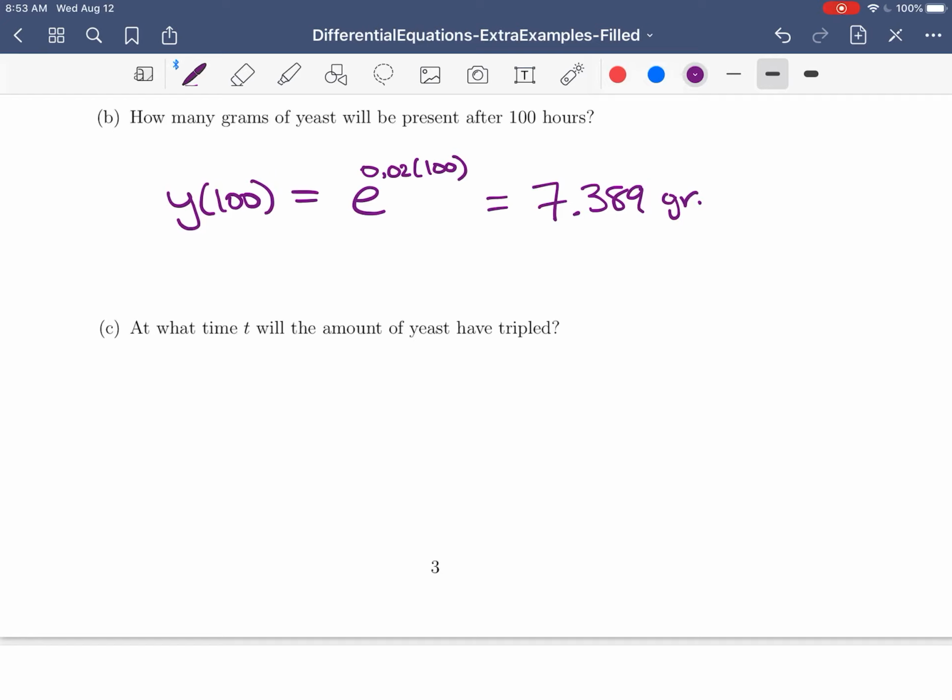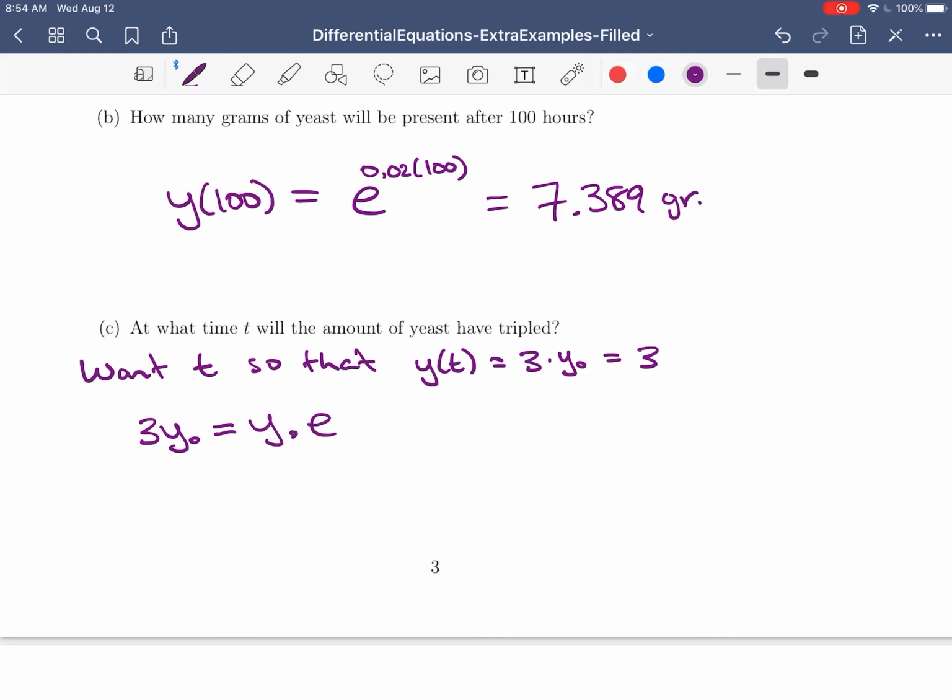Okay, now this one wants to know at what time will the amount have tripled. Okay, so that means that we want t so that y of t is equal to 3 times the initial amount. I'm just going to call that y0, which here is just 3 times 1. But you don't actually need to know y0, so I'm just going to show you. So if I didn't know what the initial amount was, then I would have 3y0 is equal to y0 e to the 0.02 t. And the first thing I would do is divide by y0, and it would cancel out on both sides. Okay, so I don't actually need that.